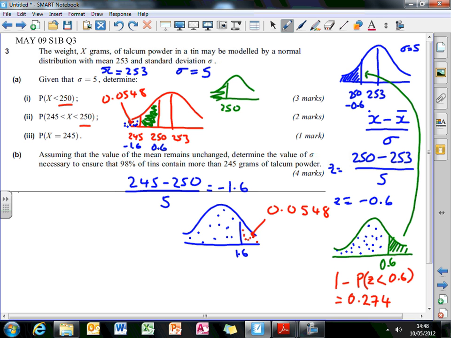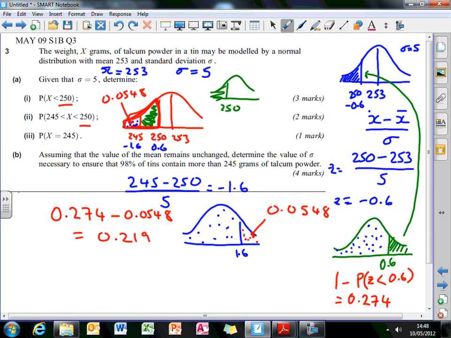So that means this area here is 0.0548. So we take our answer to part AI, which is the whole of that area, and we subtract 0.0548 from that. So my answer to part AI, subtract my answer, and I get 0.219 to 3 decimal places.